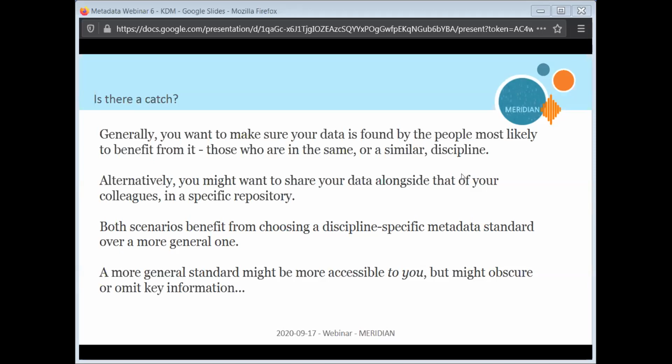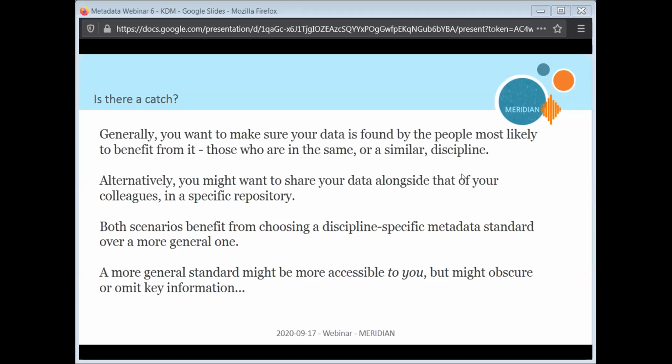And if you're using a specific repository, then you have to use the metadata standard. And I think both scenarios here really benefit from choosing a discipline-specific metadata standard over a more general one, because it gives you more power to describe your data in more detail and answer more questions about the data before they have to send you an email, before they have to call you and pull you aside at a conference and say, I don't understand the data you shared last week.